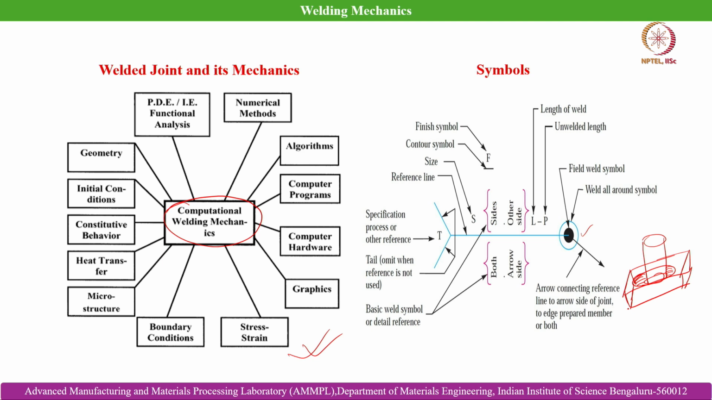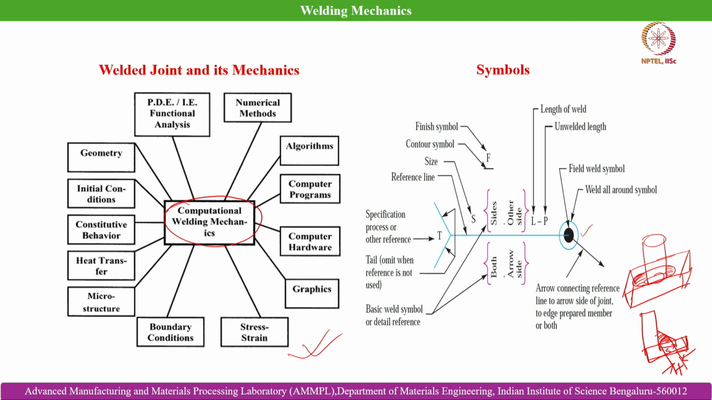P denotes the unwelded length, L denotes the length of the weld, F is the finish symbol, the hyphen is the contour symbol, and S depicts the size of the weld. For example, if we are talking about a fillet weld between two plates placed in an angular manner, this is the fillet weld that is generated between these plates, which are kept perpendicular to each other. This is considered as the size of the weld, and this distance is termed the throat or thickness of the weld, which is generally depicted as T. Capital T here is the specification, process or other reference, and this symbol shows the tail, omitted when a reference is not used. The basic weld symbol or detailed reference is shown by this parenthesis.